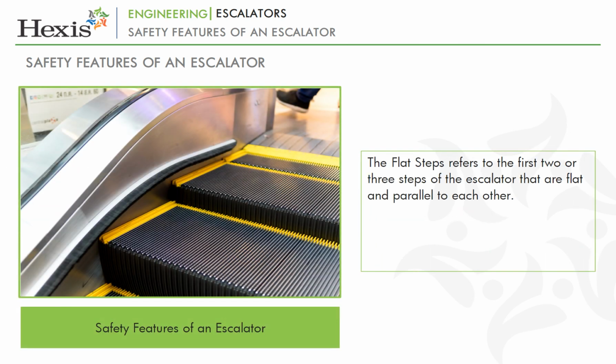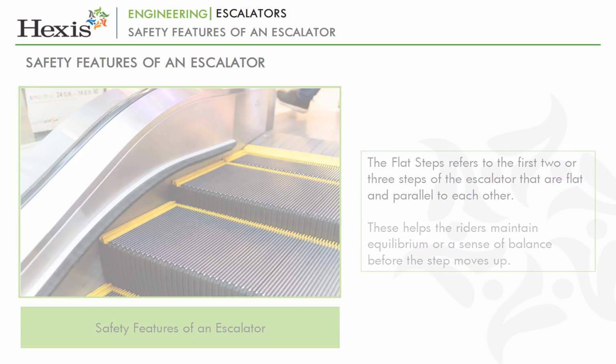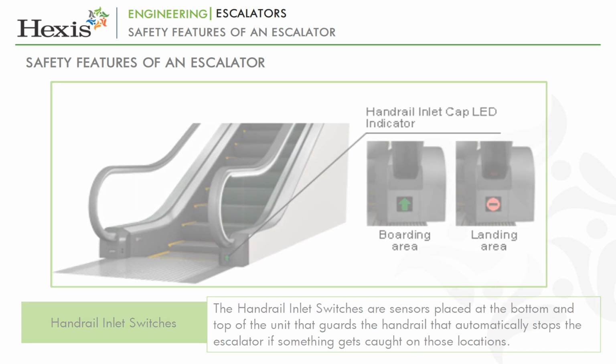The flat steps refer to the first 2 or 3 steps of the escalator that are flat and parallel to each other. These help the riders maintain equilibrium or a sense of balance before the step moves up. The handrail inlet switches are sensors placed at the bottom and top of the unit that guards the handrail that automatically stops the escalator if something gets caught on those locations.